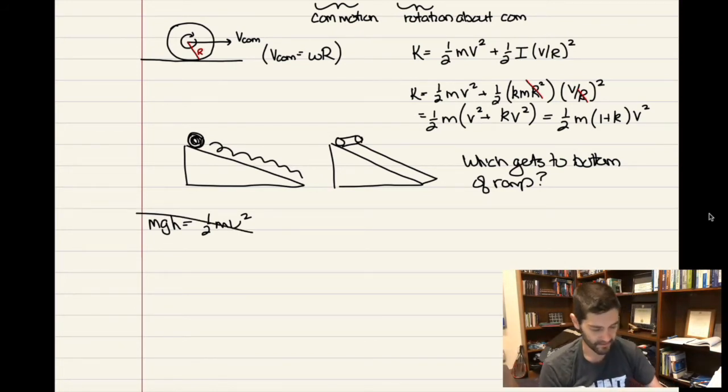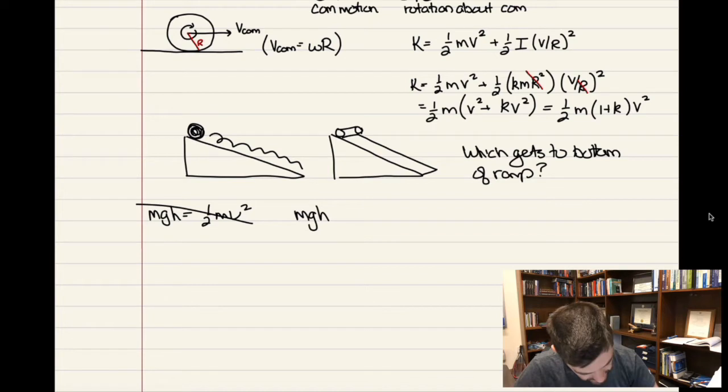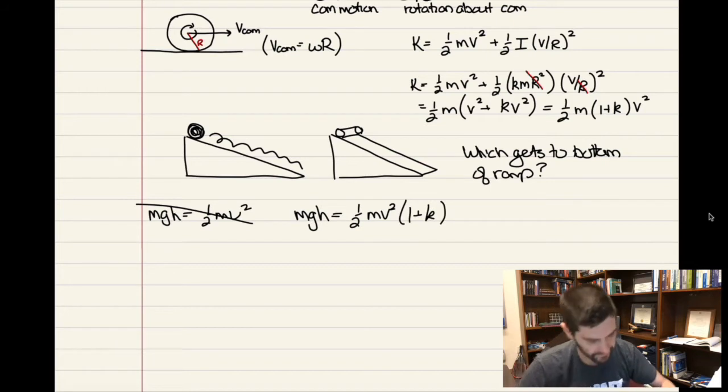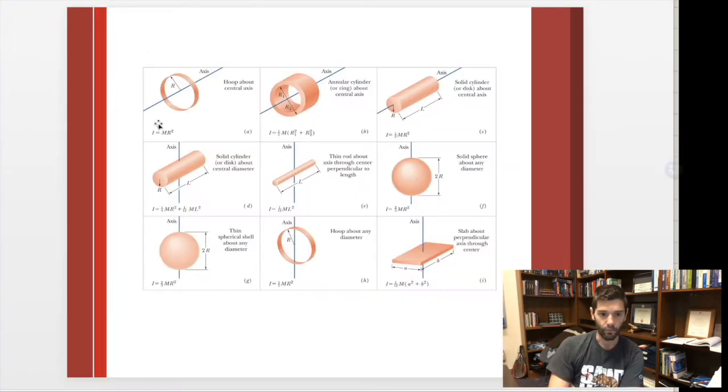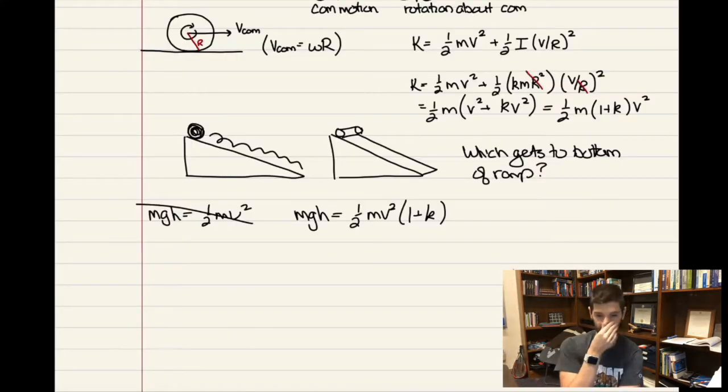So I would not say conservation of energy, mgh equals 1/2 mv squared. I would say instead mgh equals 1/2 mv squared times (1 plus k), where k is whatever number is in front of the rotational inertia value, you know, 1 for the hoop, 1/12 for the rod, 2/5 for a sphere. So notice that since k is different for different shapes, they end up at the bottom with different amounts of rotational and translational kinetic energy.